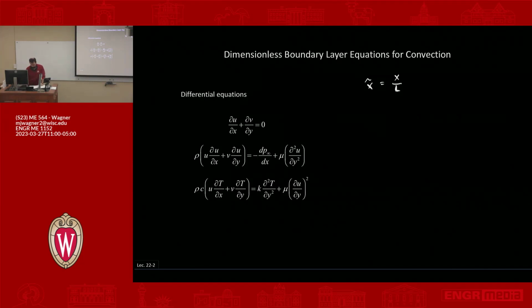My non-dimensional velocity, u tilde, would be u divided by some reference velocity. u infinity would make sense there. What else can we do? For y, our y coordinate. Then the v component of velocity, which we had been calling v sub delta, we'll just call v over u infinity.